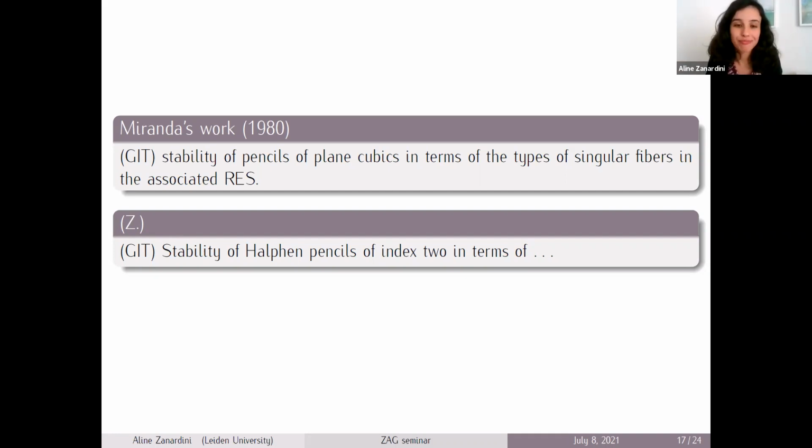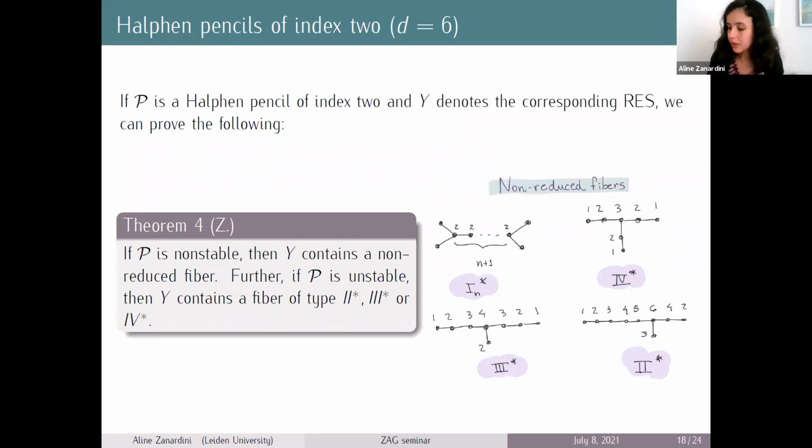Okay, so let me show you now what kind of statement one obtains. For the rest of the talk, P is the Halphen pencil of index 2, and Y is going to denote the corresponding elliptic surface. And I will present the stability criteria for P viewed as a point in the space of all pencils of plane curves of degree 6. Okay, and here is the first result.